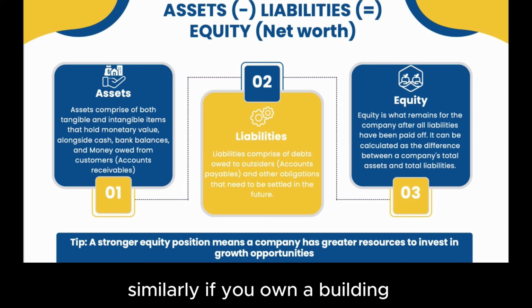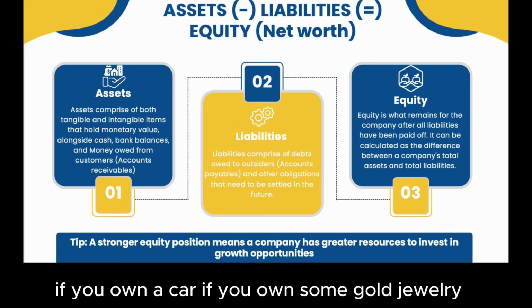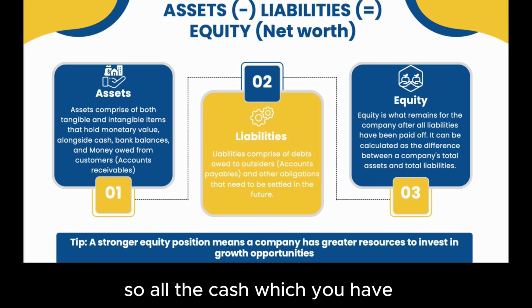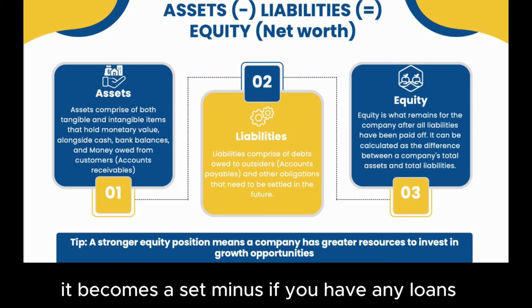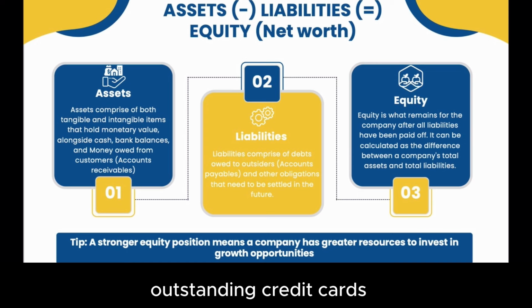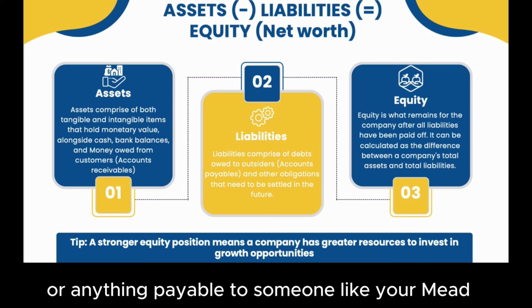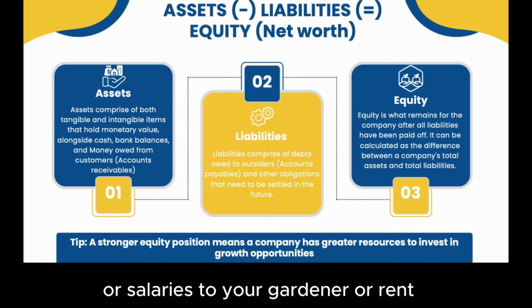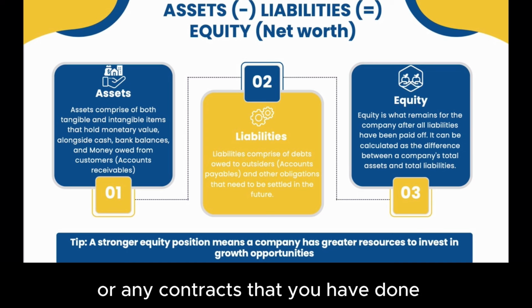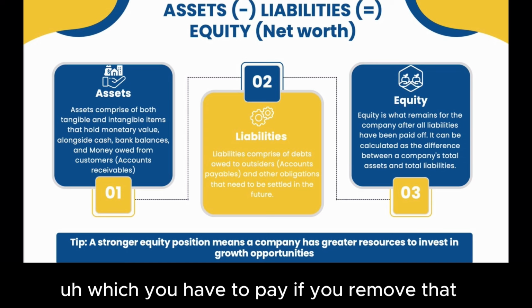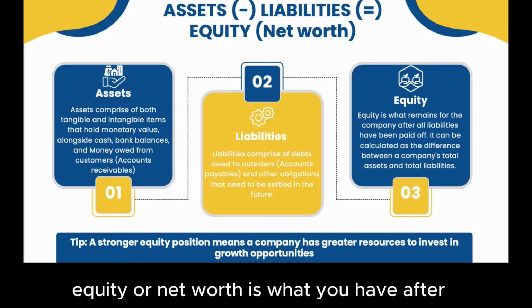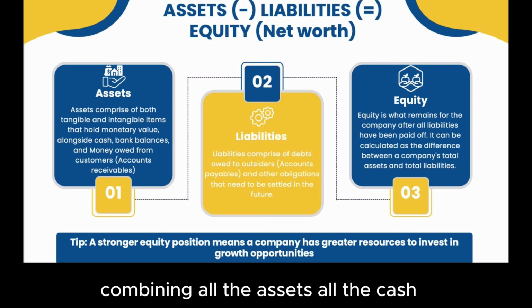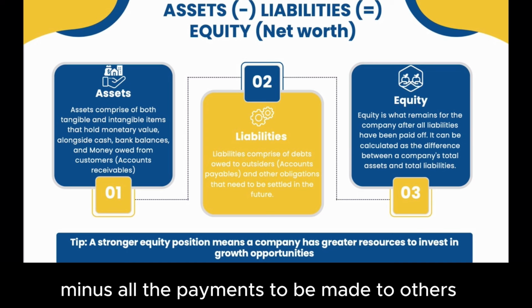Similarly, if you own a building, if you own a car, if you own some gold jewelry, and all the cash which you have, if you combine all of this, your car, your house, your jewelry, the cash which you're carrying, it becomes assets. Minus, if you have any loans outstanding, credit cards, or anything payable to someone like your maid, or salaries to your gardener, or rent, or any contracts which you have done which you have to pay, if you remove that, then that becomes your net worth or equity. Equity or net worth is what you have after combining all the assets, all the cash, minus all the payments to be made to others.